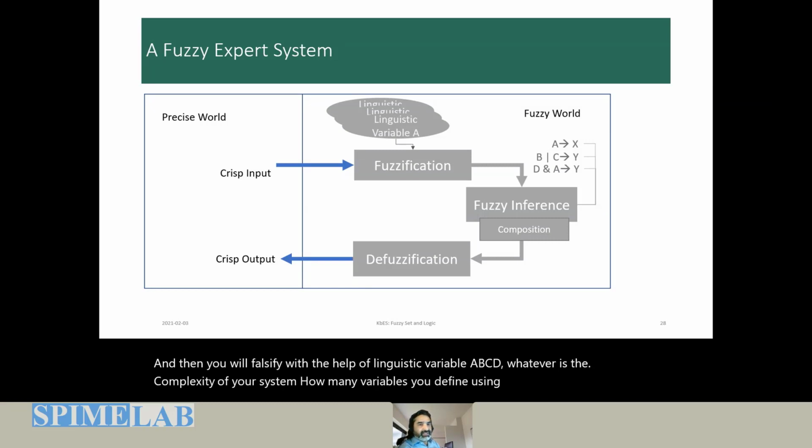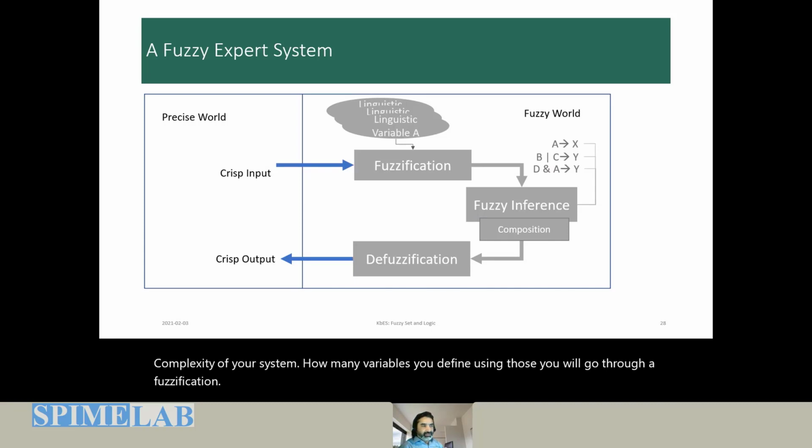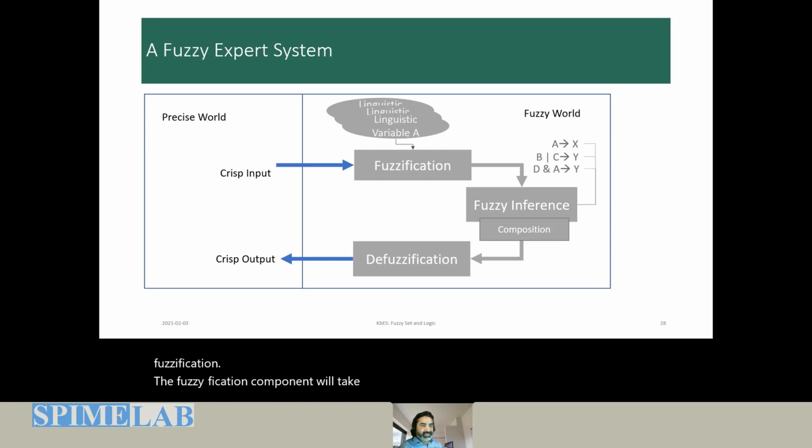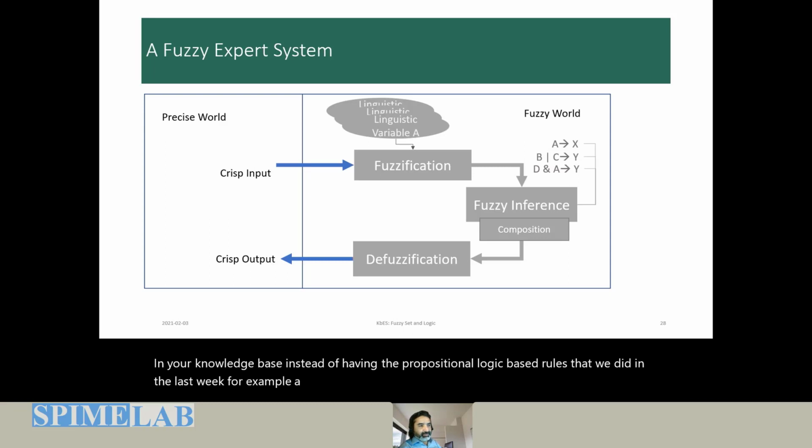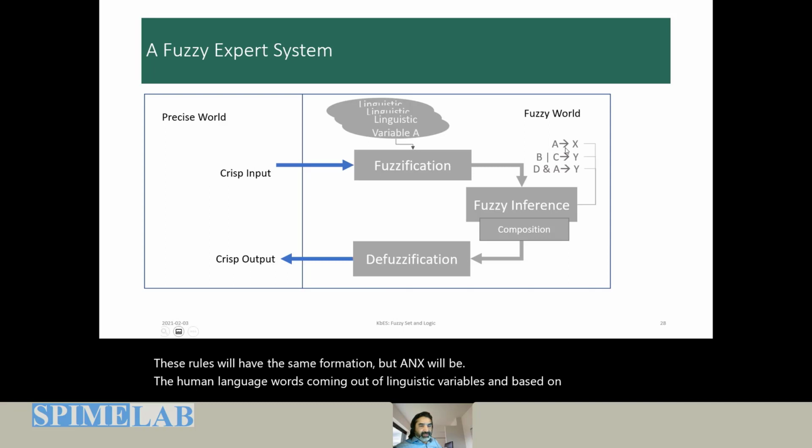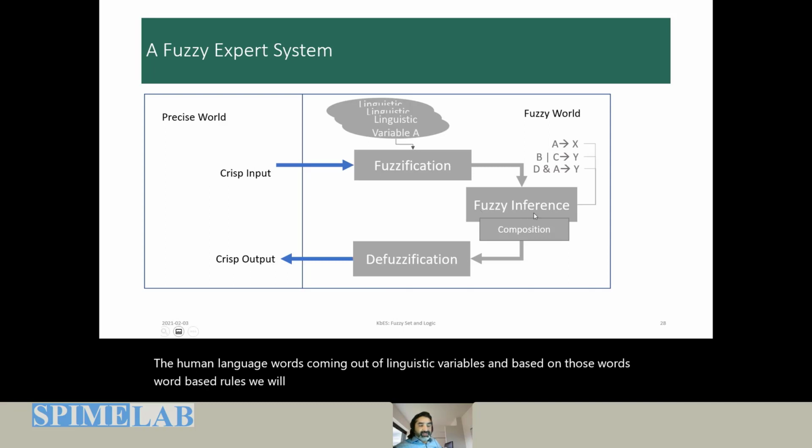Using those, you will go through a fuzzification phase. The fuzzification component will take the crisp, numeric input and transform it using the linguistic variables into words. Those words you will use to invoke the fuzzy rules in your knowledge base. Instead of the propositional logic based rules that we did last week, for example, A leads to X, B or C leads to Y, D and A leads to Y, these rules will have the same formation, but A and X will be human language words coming out of linguistic variables. And based on those word-based rules, we will input to the fuzzy inference engine.